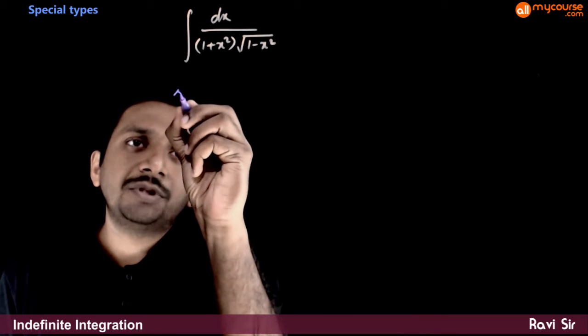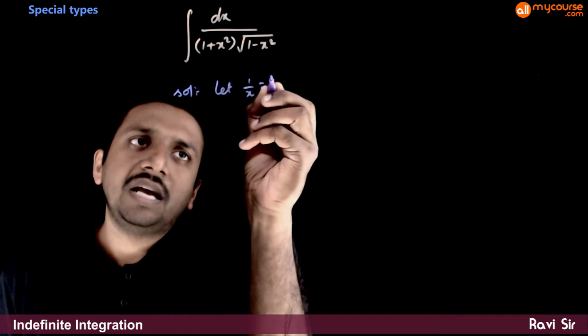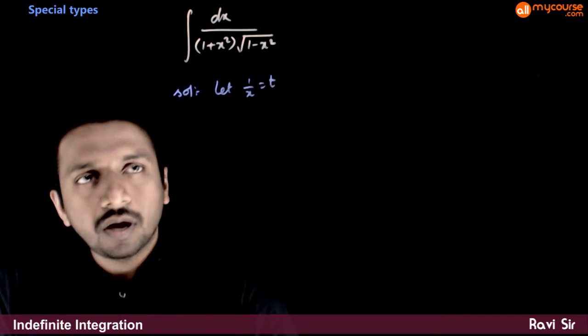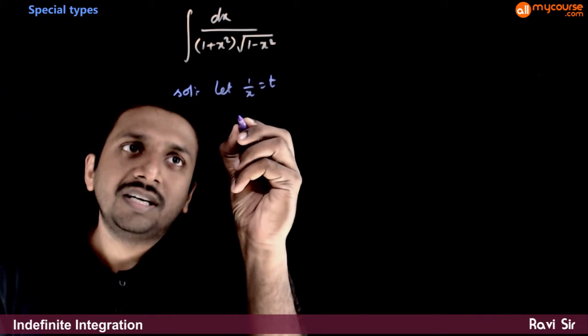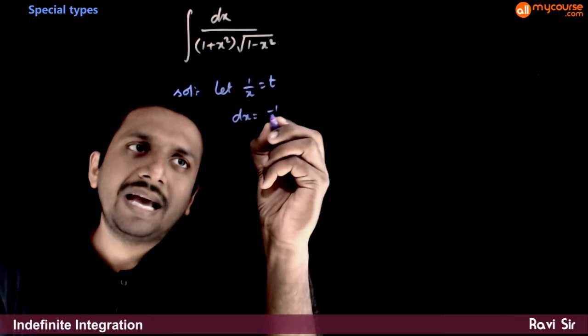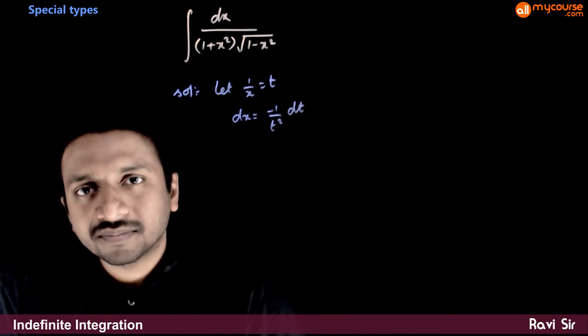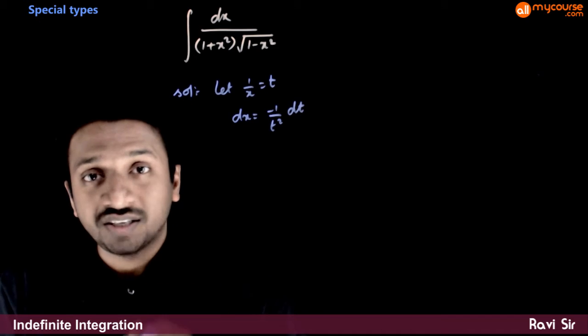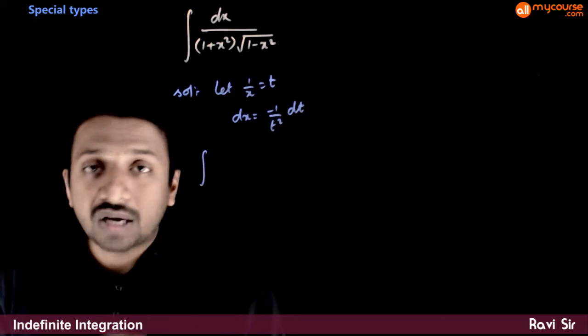The standard substitution is let 1 by x is equal to t, or x is equal to 1 by t. So, dx is equal to minus 1 by t square dt. Now, what happens if you do this substitution? So, let us see what happens.